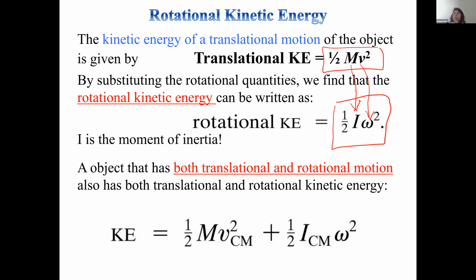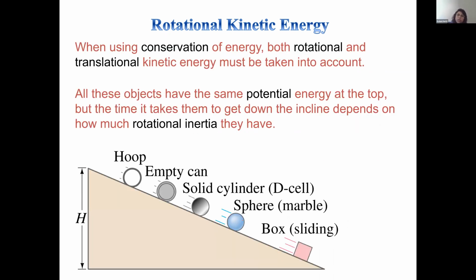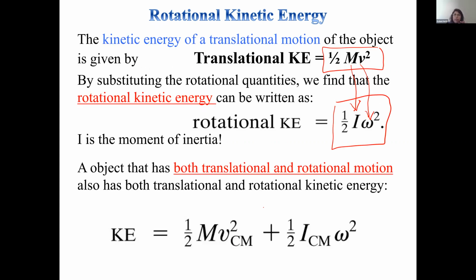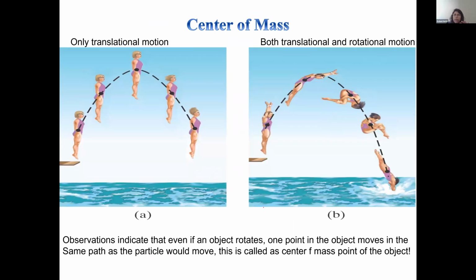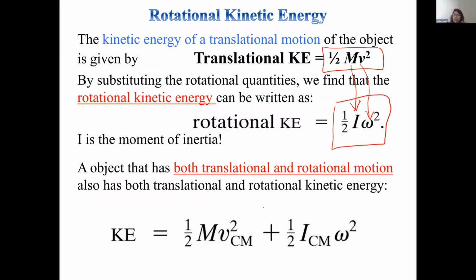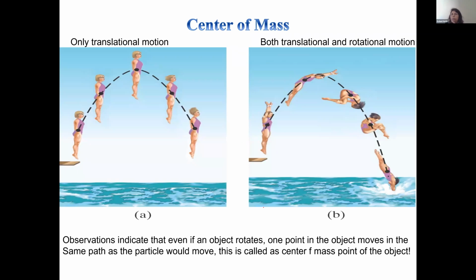So now total kinetic energy comes from the translational motion and also from the rotational motion. When this object travels, there is a translational velocity and there is a rotational velocity. These both will affect your total kinetic energy. Okay, so now we'll move into center of mass.